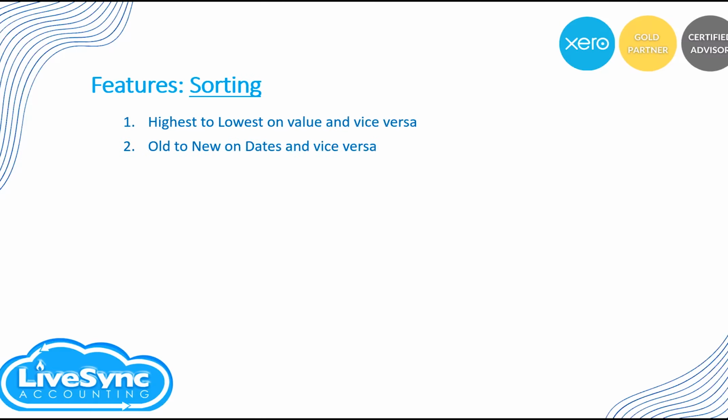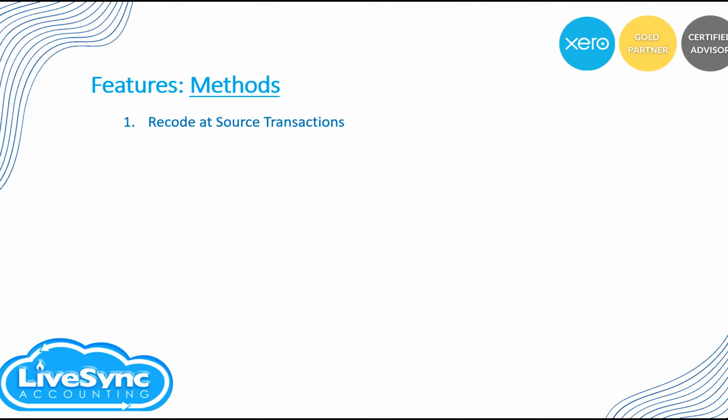Once you have made a search and then filter, you can sort the data that was displayed based on your search. You can sort highest to lowest value or vice versa, or old to new dates and vice versa. As for methods, once you have filtered and you're ready to recode, you can recode in two methods. You can recode at source transaction, meaning if the item that you have searched and filtered is an invoice, the recoding is done to the invoice itself.